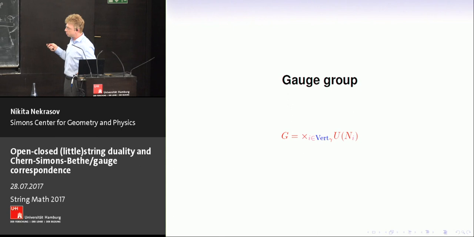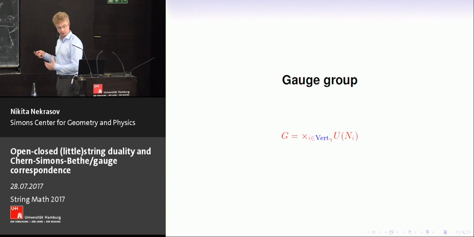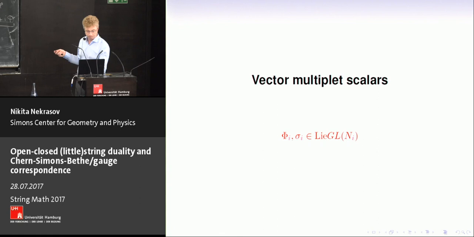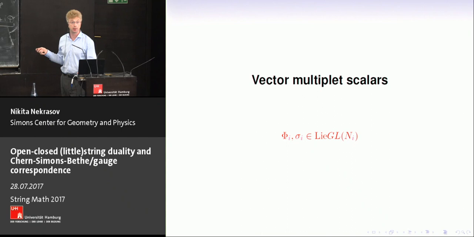You put a vector space with Hermitian structure and the corresponding symmetry group. So the product of all these unitary groups is the gauge group of your theory. Correspondingly, you have vector multiplet scalars. So we start with an N=4 supersymmetric theory in two dimensions. So you have two complex scalars in the adjoint per each gauge group factor.